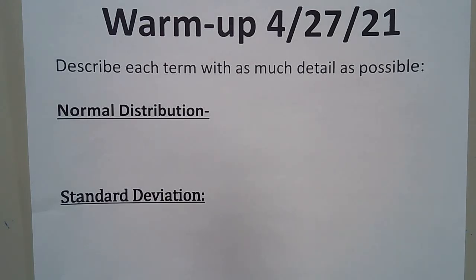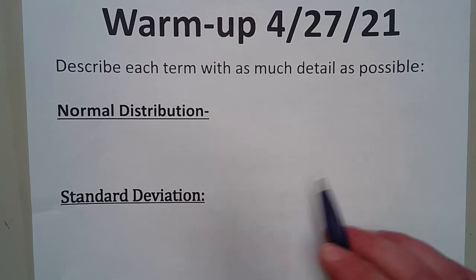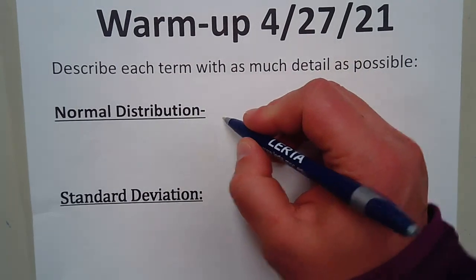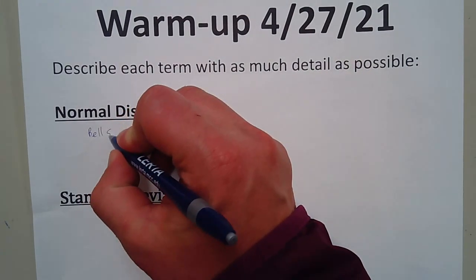All right, so today we're going to move on with 11.4, and we're going to talk about specifically just normal distributions, and I'll just kind of go more in depth with those. So it says, describe each term as much detail as possible. So a normal distribution is our bell-shaped curve.